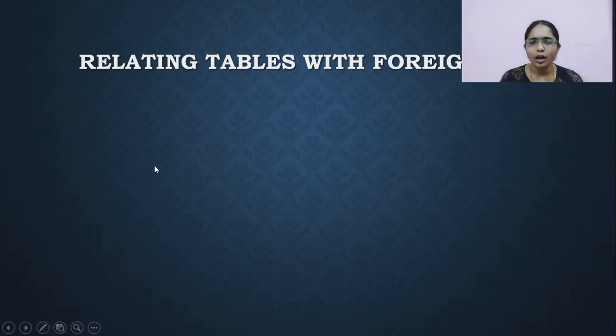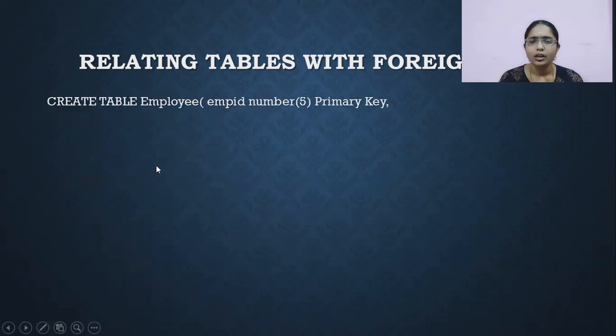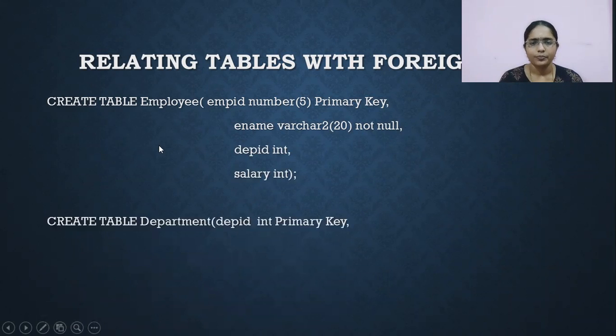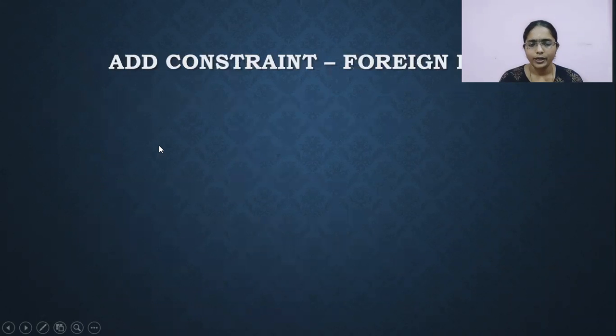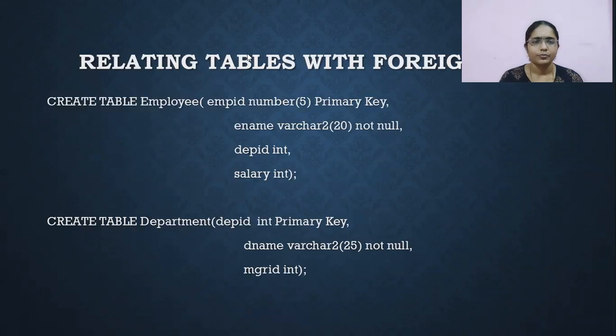Now we'll see how to apply this foreign key for a table and how to create a table, all those things one by one. Here, let us assume I'm going to create a table called employee and one more table called department, with an example.